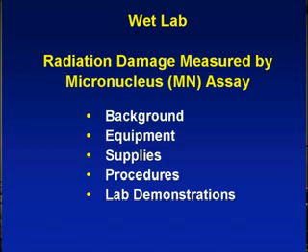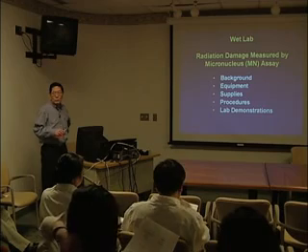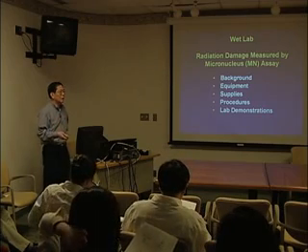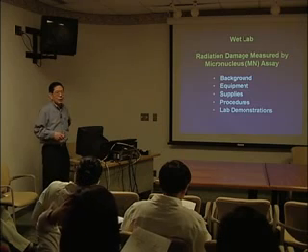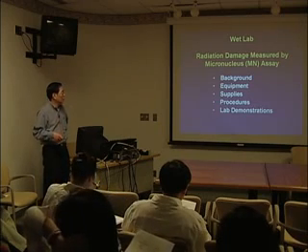If you decide to do it yourself, what kind of equipment you need, the supplies. And we have a particular procedure that's related to the flow cytometry method. And then at the end, we're going to divide the group into two because we also like to show you some of the traditional way of measuring the micronuclei. That's by the microscopic method.